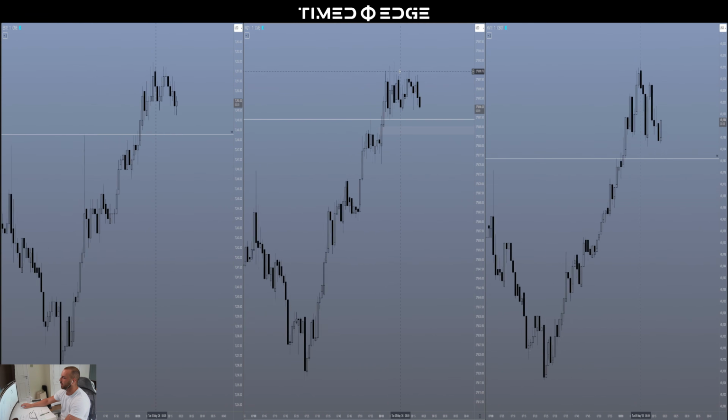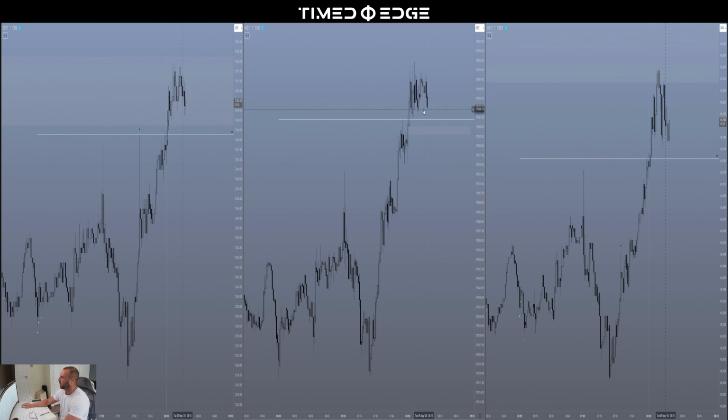We're seeing that come down now. So we open, open low. Didn't take out any buy side liquidity.